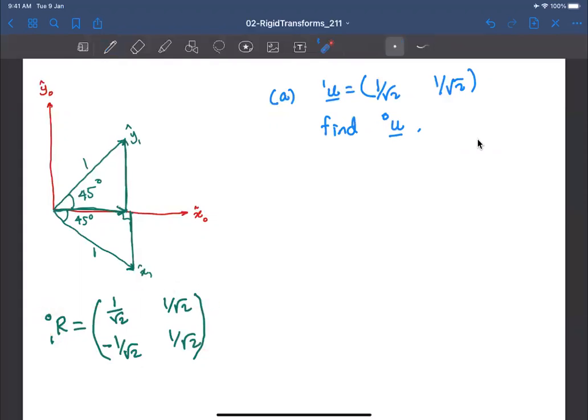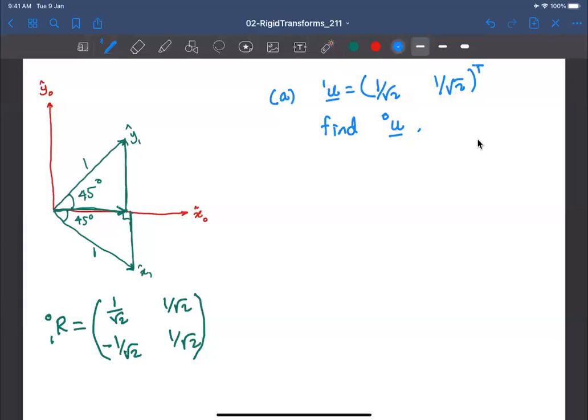And we are given a vector u in frame 1 that is equal to this. There's a transpose here that I forgot to put. This is a column vector. So u1 is 1 over root 2 and 1 over root 2. We would like to find u0, we'd like to find u as represented in frame 0.